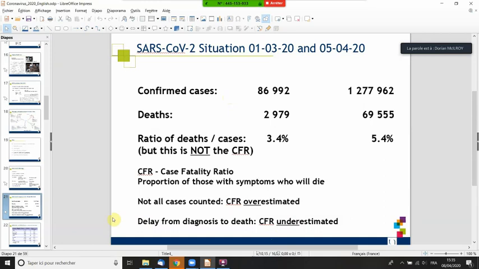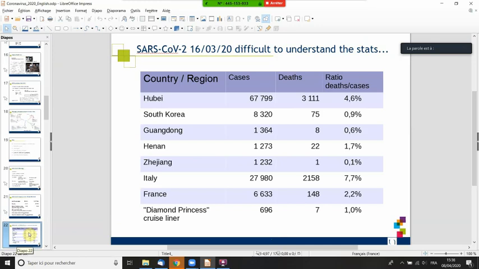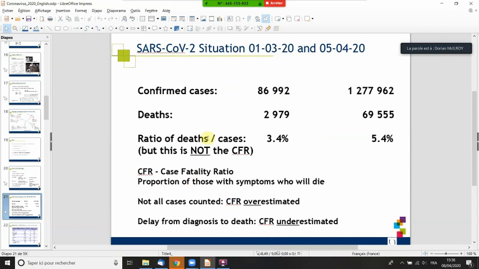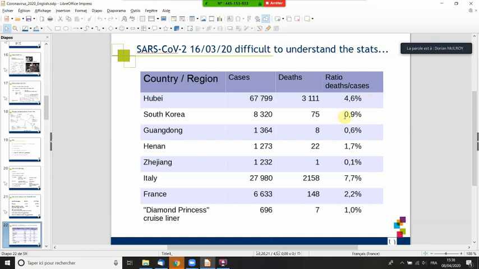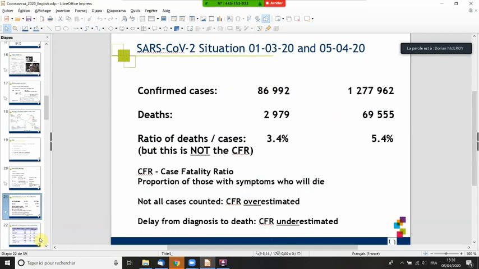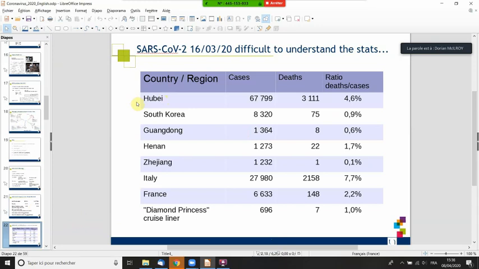Another thing that is kind of difficult is that when you break down the overall figures for the world and look at different places, you have very, very different numbers for this ratio of deaths to cases. These numbers are a little bit old now, from 2-3 weeks ago. At that point, what you could see is that the base number here, this 3.4% figure, was really heavily weighted by the number of people who had been infected in Hubei province in China. That was most of the cases 3 weeks ago and most of the deaths. So that had a big weight for calculating the overall ratio of deaths to cases.